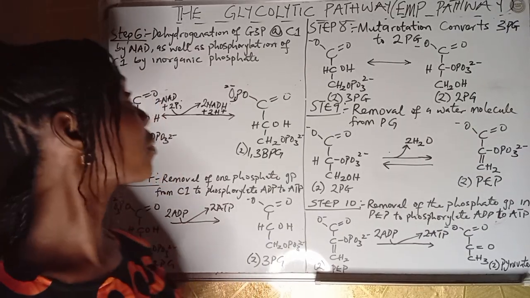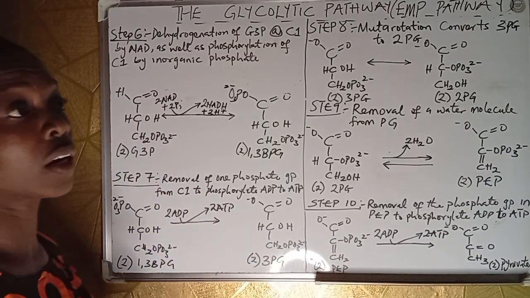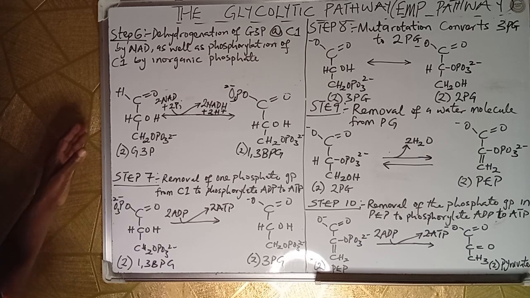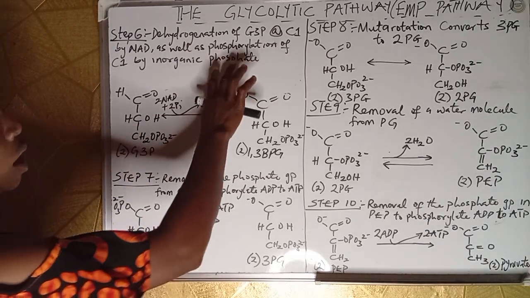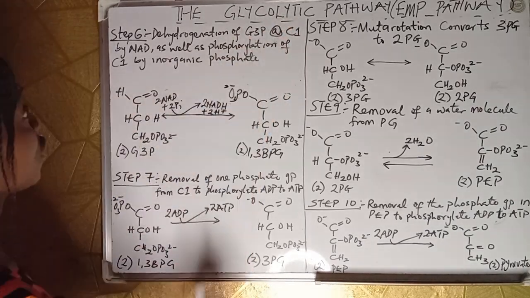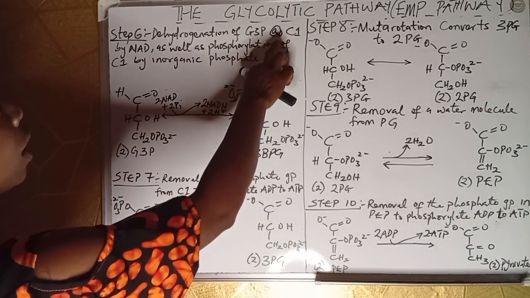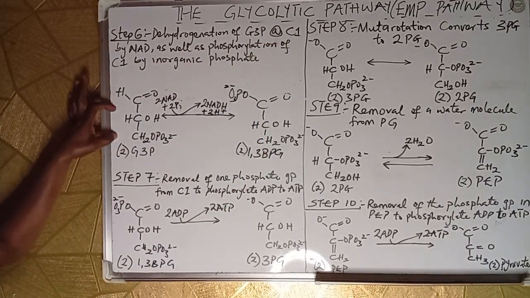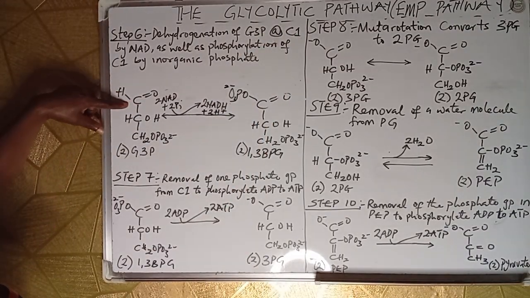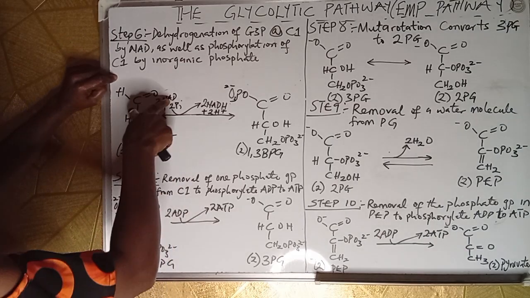Step 6 of the glycolytic pathway is the dehydrogenation of the glyceraldehyde 3-phosphate from step 5 at C1. So this is glyceraldehyde 3-phosphate, carbon 1. This hydrogen is removed by NAD.